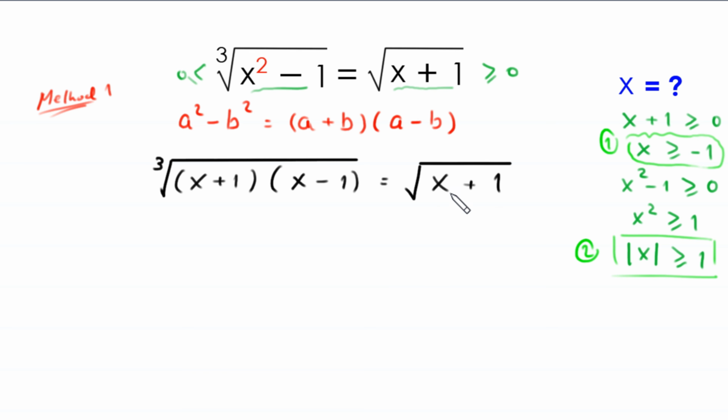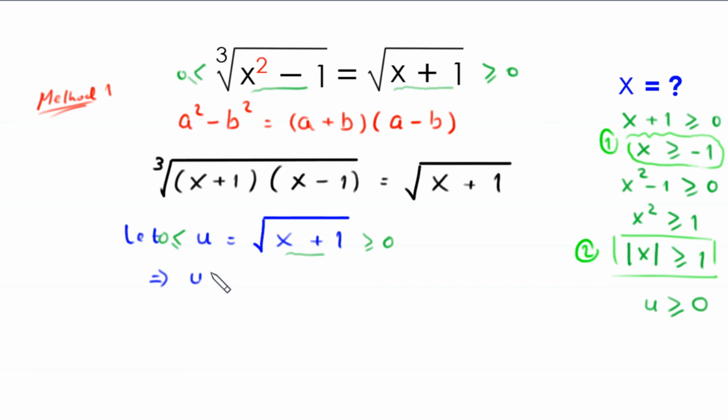Now we suppose that this expression equal to u. Let u is equal to the square root of x plus 1. Since this expression x plus 1 must be greater than or equal to 0, u must be greater than or equal to 0. And if we square both sides of this equation, this implies that u squared is equal to x plus 1. Move this 1 to the left hand side. This implies that x is equal to u squared minus 1.